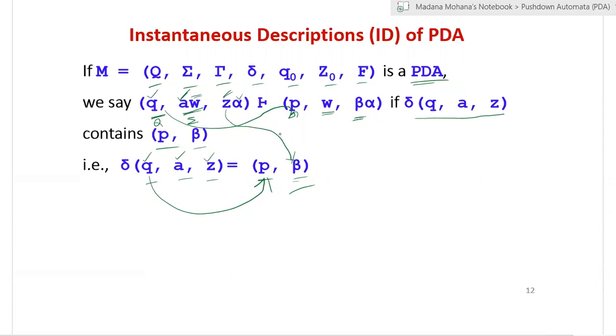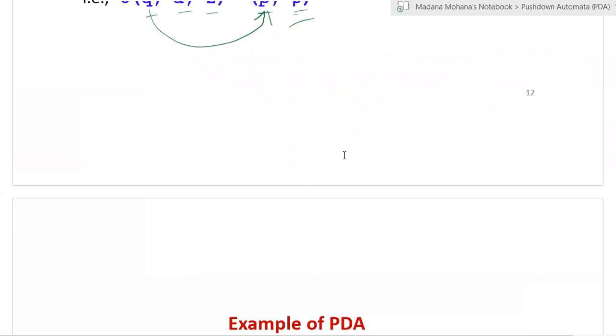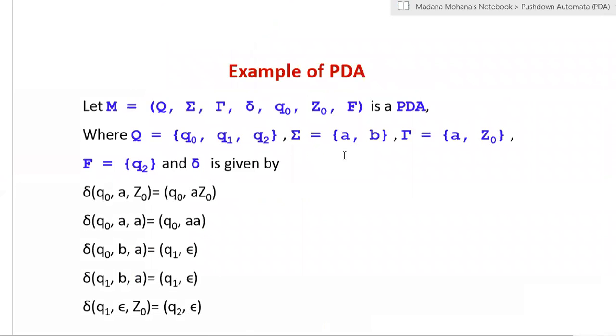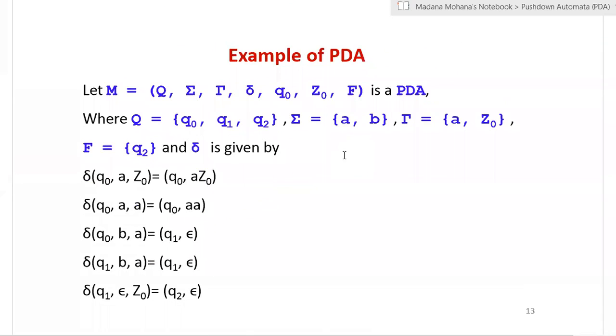Then you can substitute these values in the ID. Now the new state is P. The remaining input is W after reading A. Then Z is replaced by beta as per this transition. Then alpha remains same. So in the PDA design, by using this ID, you can define the transitions in this fashion. Now let us see one example of a pushdown automata.